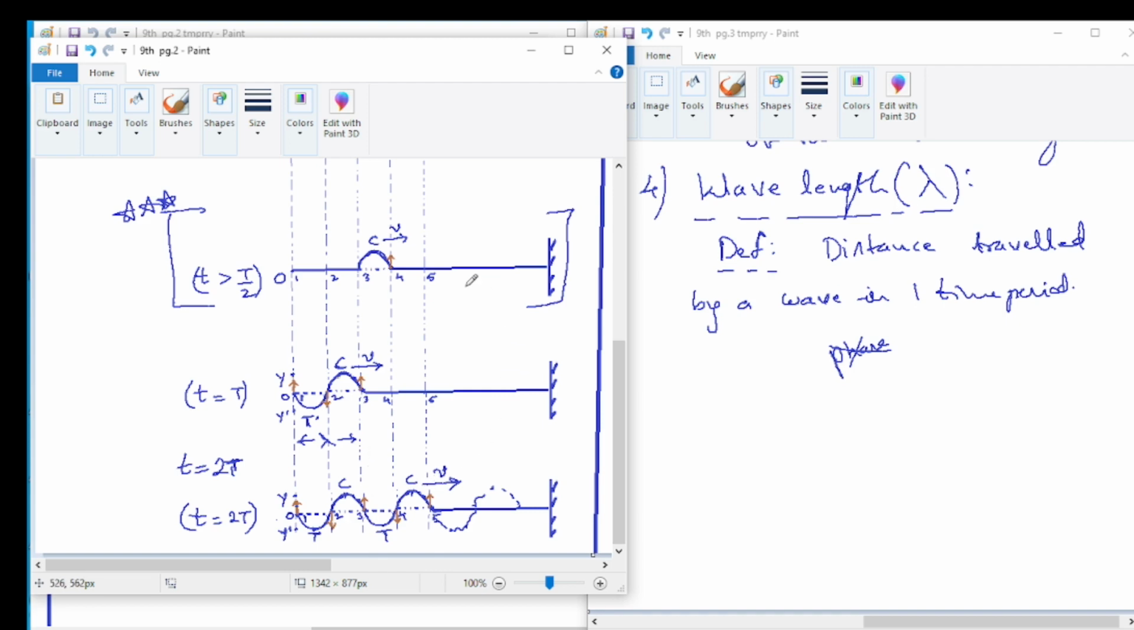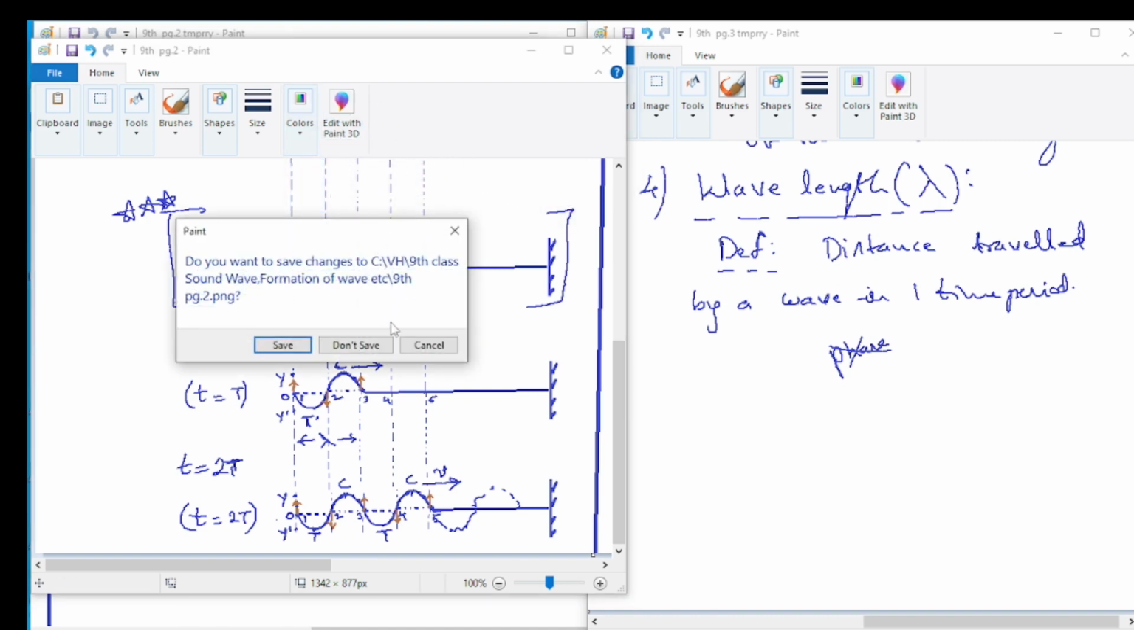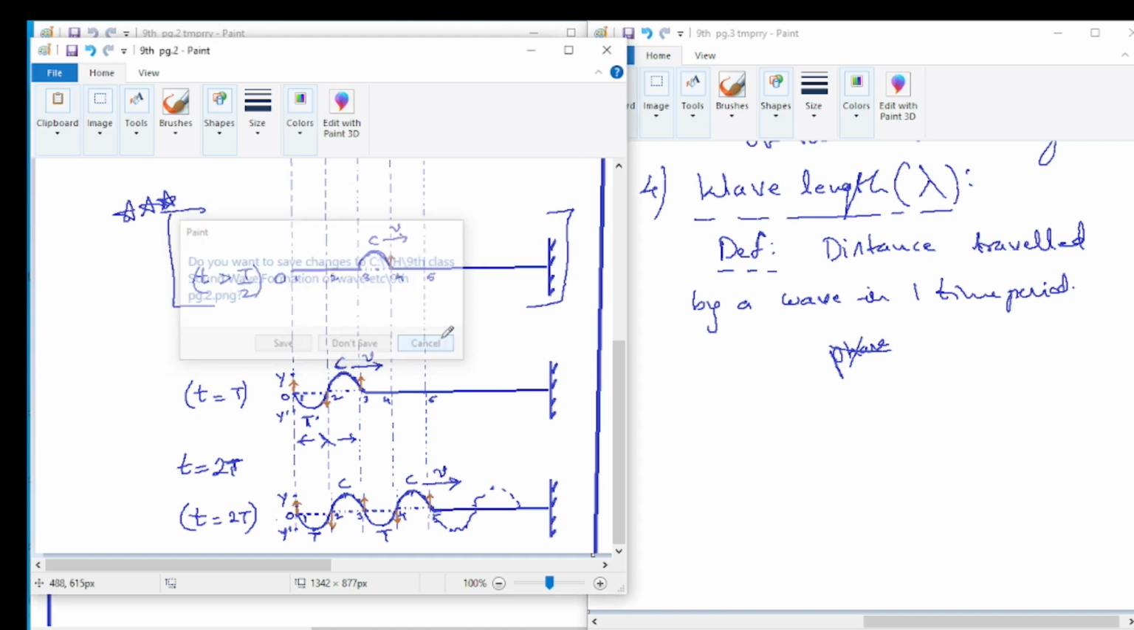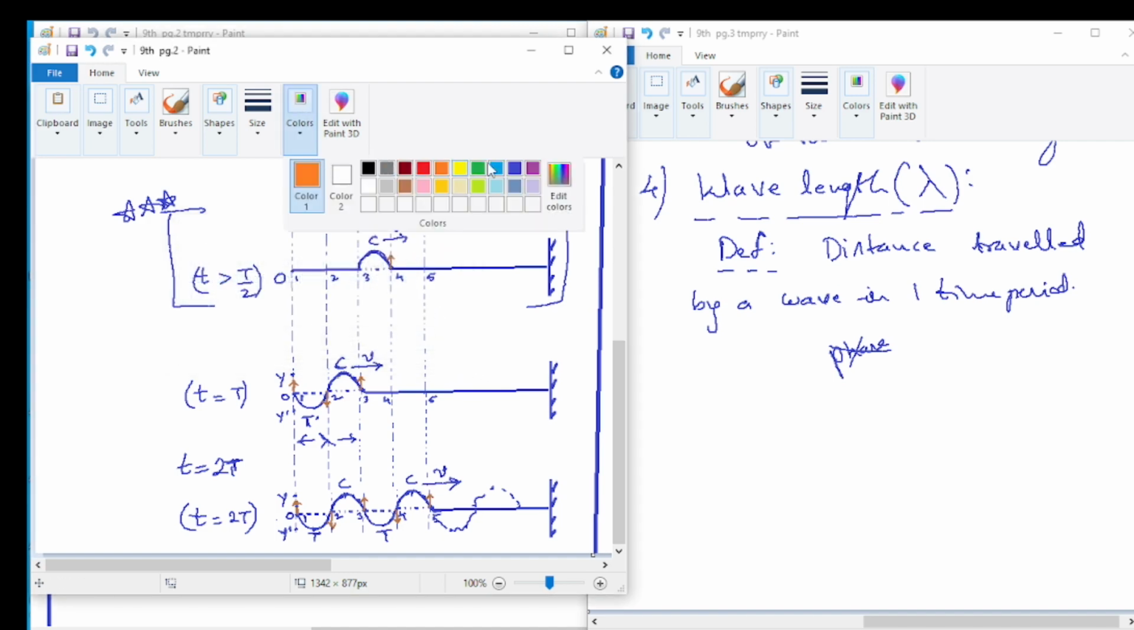Just observe here. It's very simple. Now I'll use a different color so that the diagram will not be disturbed. Now I'm taking this particle. Okay, yellow. It's okay. So now take this crest and this crest.